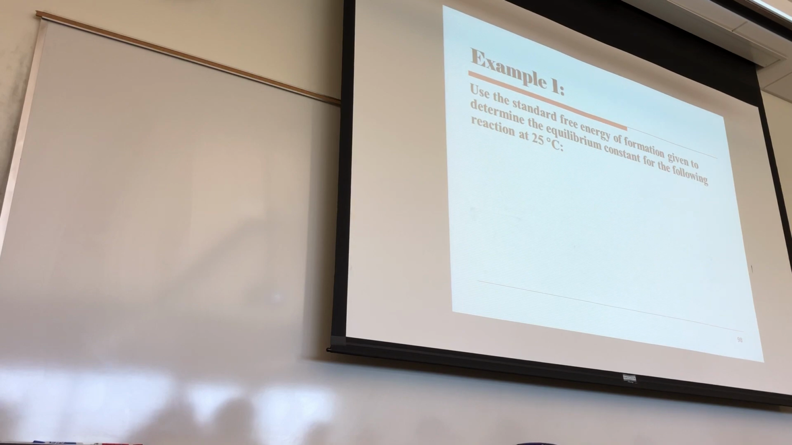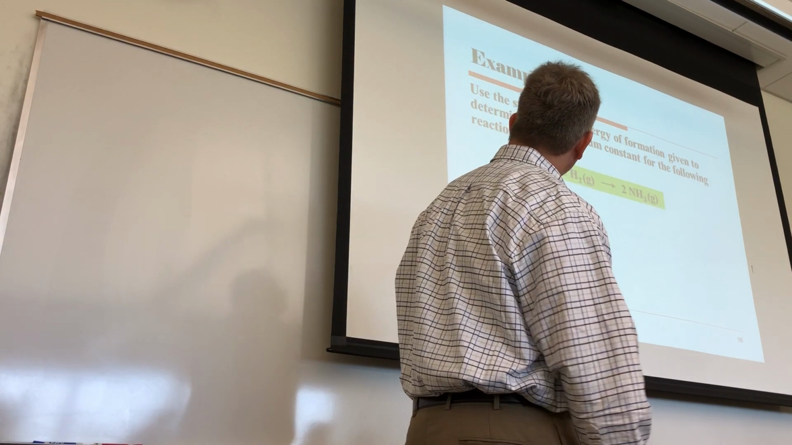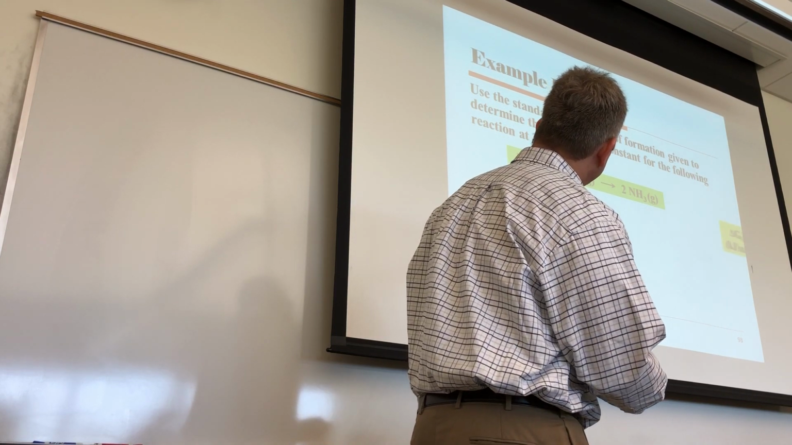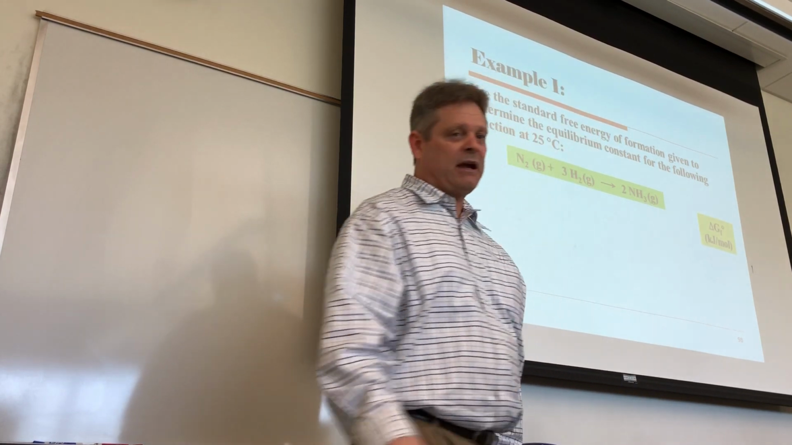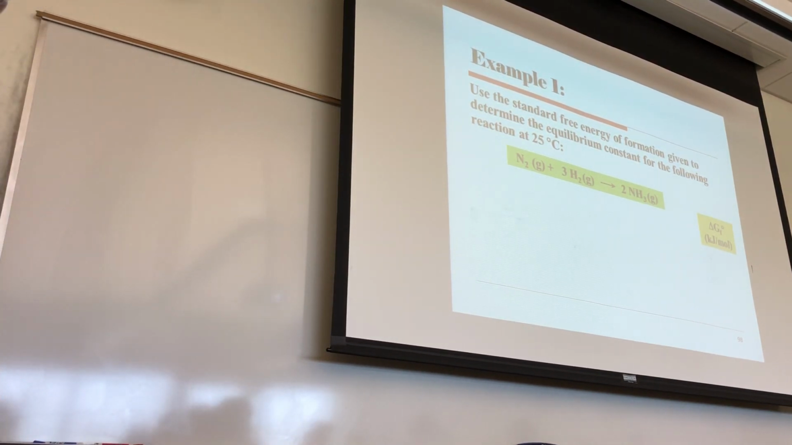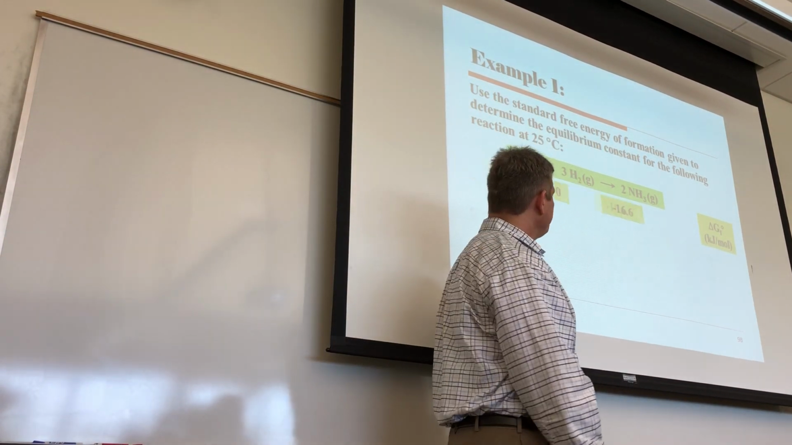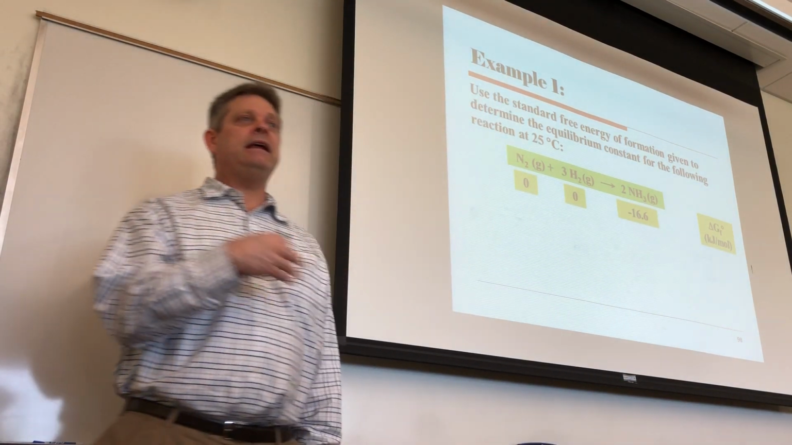So let's do a quick example here. Standard state free energy of formation is given. You have this equation, and you need a delta G. So we're given delta G of formation. What's delta G of formation? I'm stating it: delta G F is delta G of formation. What does formation mean? The formation of N2, H2, NH3, etc. So do these take any energy to form?